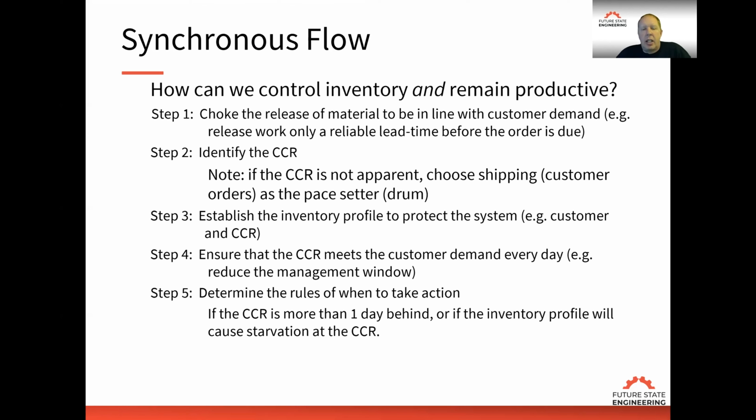And the second requirement for when we need to take action is if the inventory profile gets out of whack and it'll cause starvation at the capacity constraint resource, then we need to take action to get the inventory profile corrected. So this is the first box in the pillar of creating a stable and capable delivery system, creating synchronous flow within the organization.